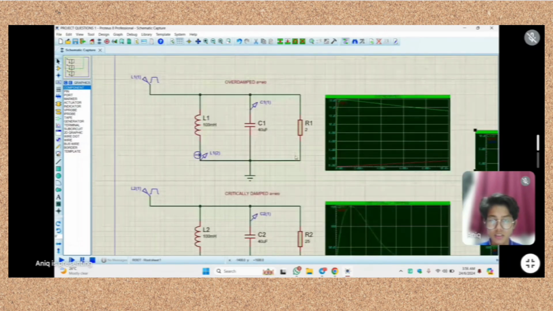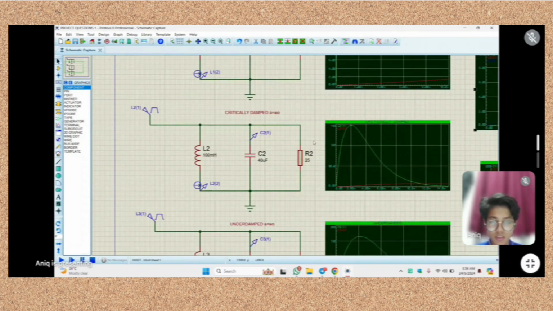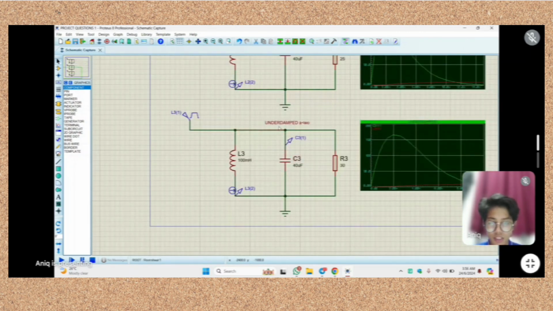For the resistor, the overdamped case will be a 2 ohm resistor. For the critically damped case, it will be a 35 ohm resistor. For the underdamped case, it will be a 30 ohm resistor.